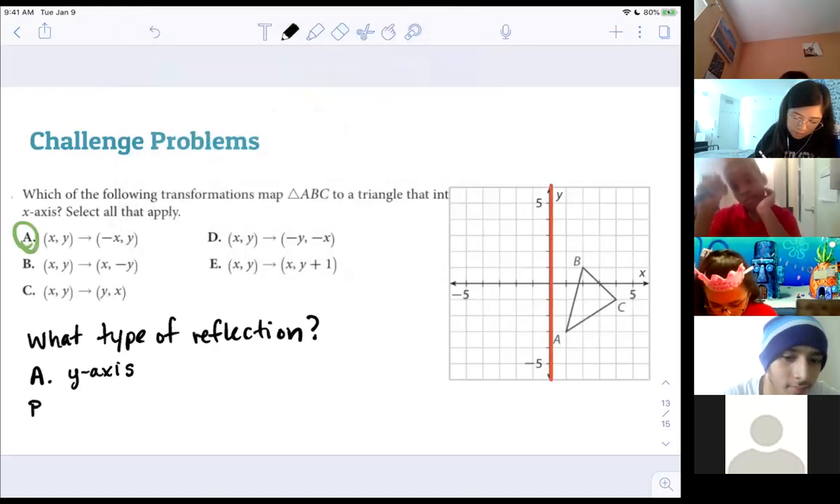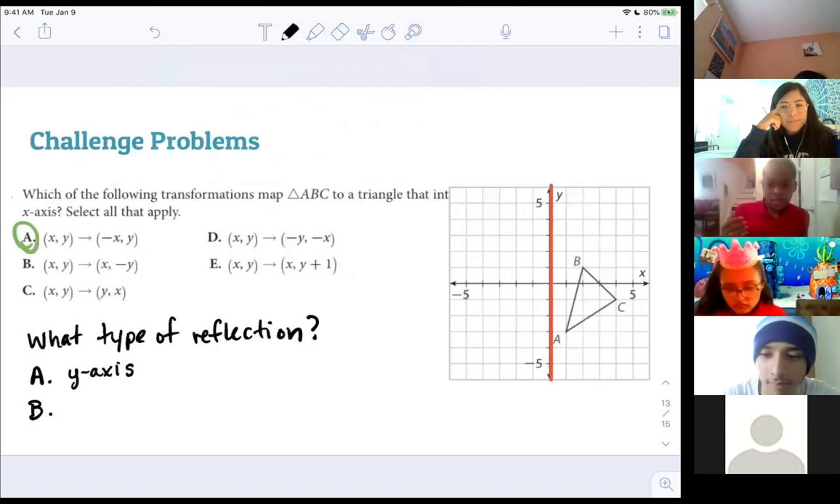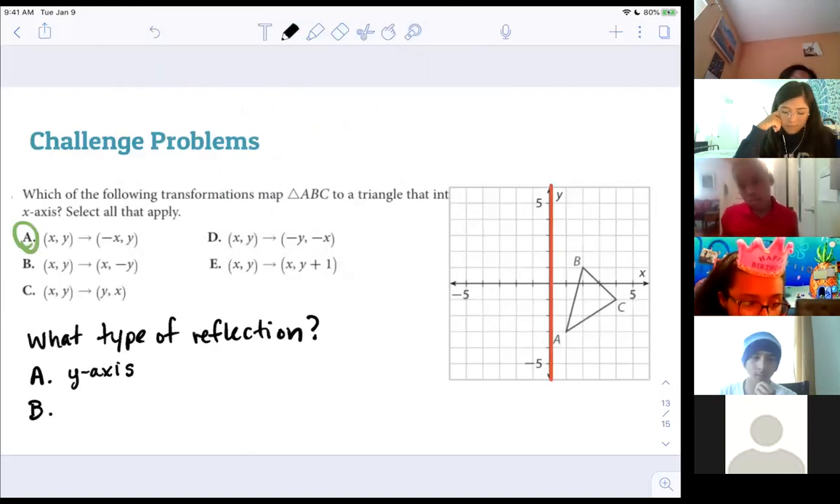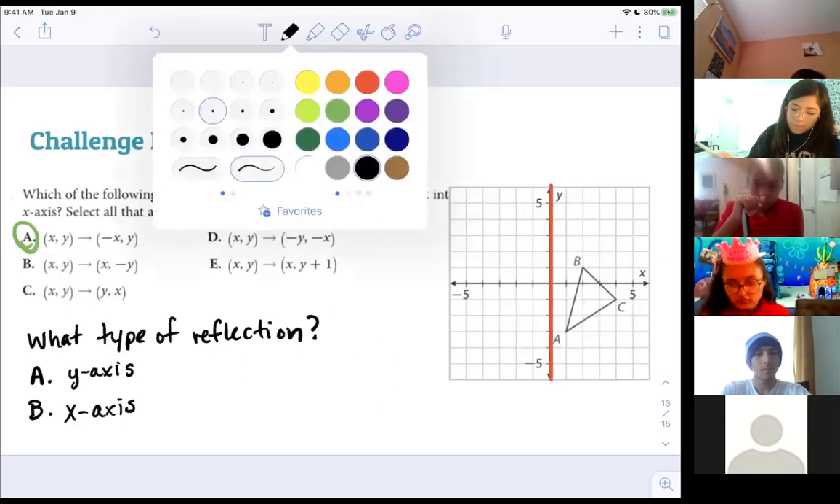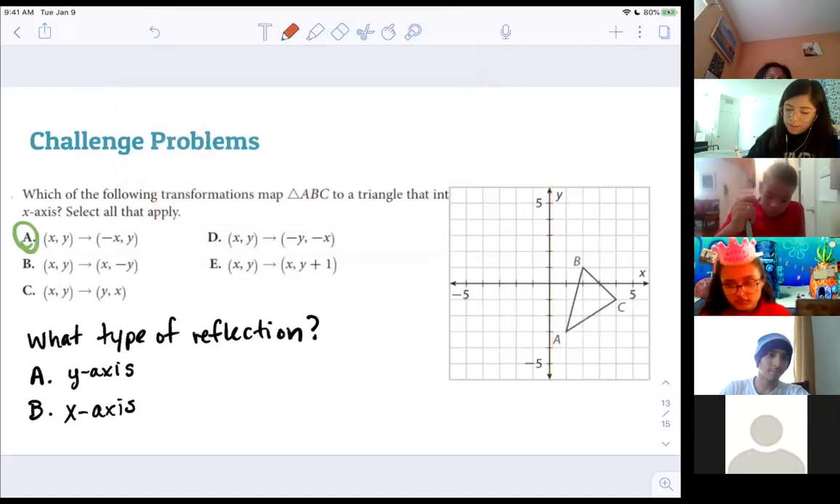Okay, B. What type of reflection is this? B. Over the x-axis. Yeah, this one's over the x-axis. When it reflects across the x-axis, will the image also cross the x-axis?